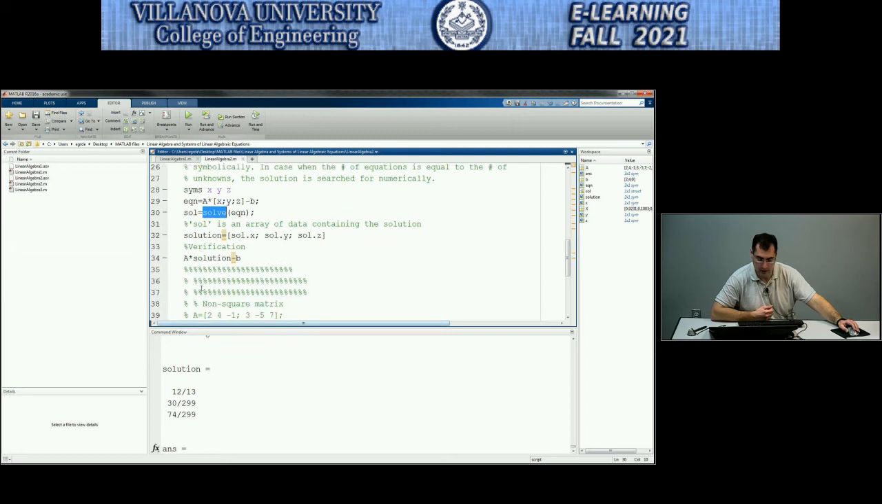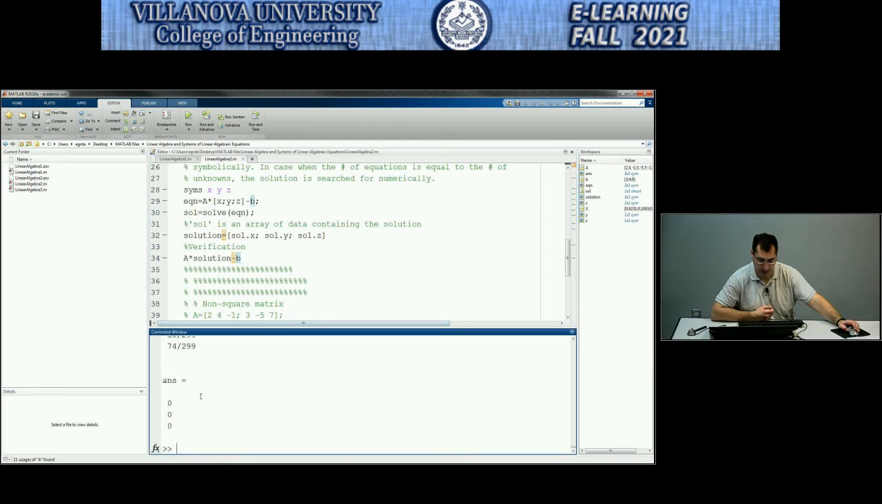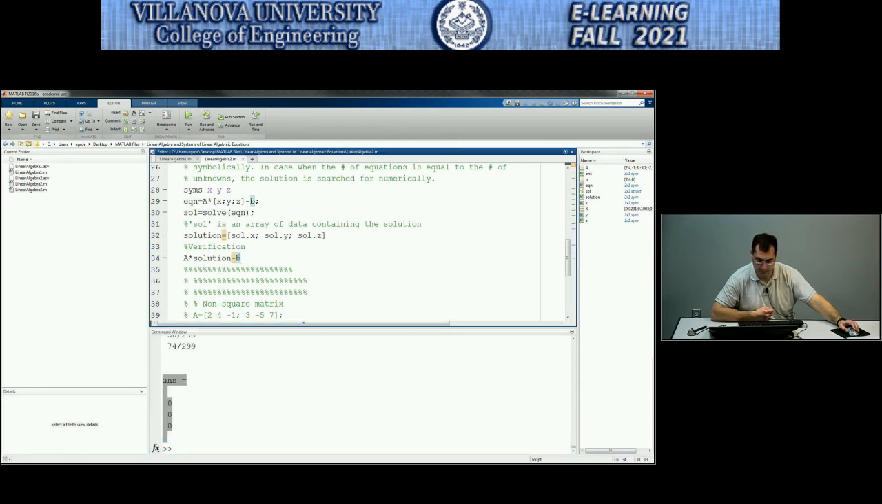Now you might as well verify that you got the correct solution. So you do a times x, which in MATLAB language is a times that solution vector, minus b. That whole thing better be equal to 0. And indeed it is equal to 0.